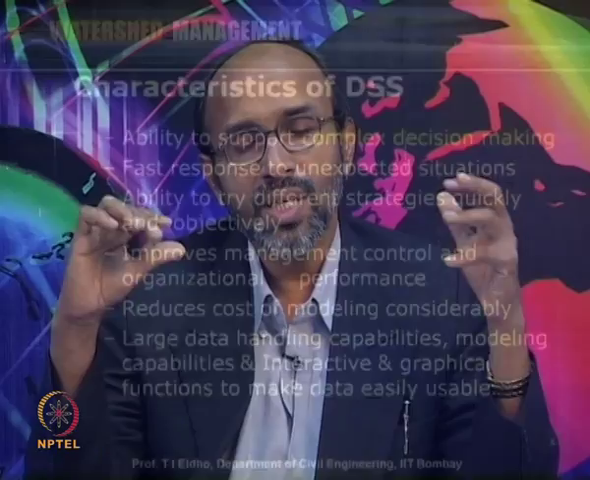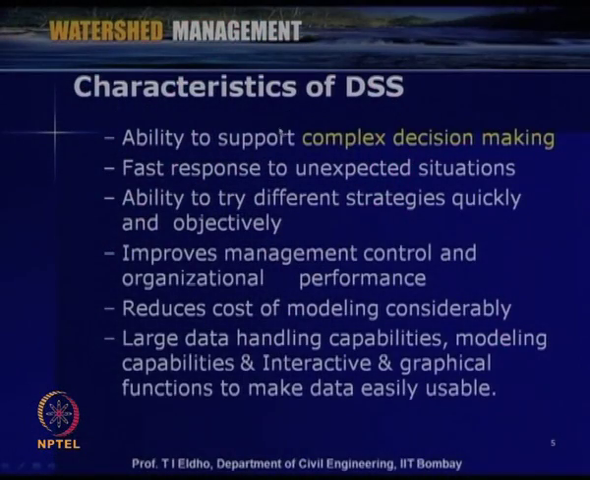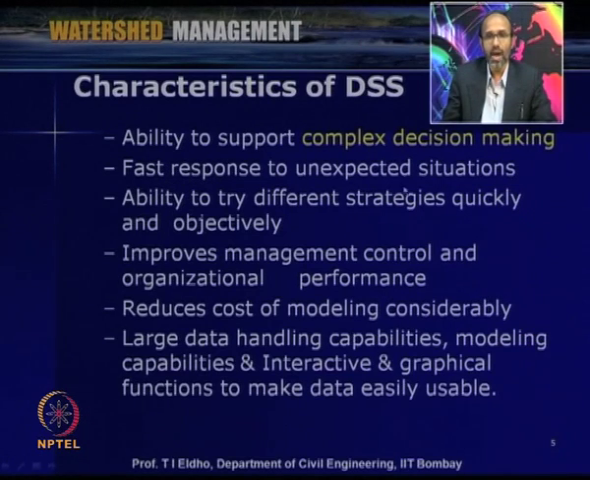So, as we have seen, the decision support system has its own characteristics. It includes many computer models, and generally a graphical user interface where the decision maker or the other people can interact with that, and see that this is what is going to happen, and this way a decision can be taken. So, let us look into some of the important characteristics of the decision support system. This includes the ability to support complex decision making. The DSS should have the ability to support complex decision making. Then the DSS should give fast response to unexpected situations.